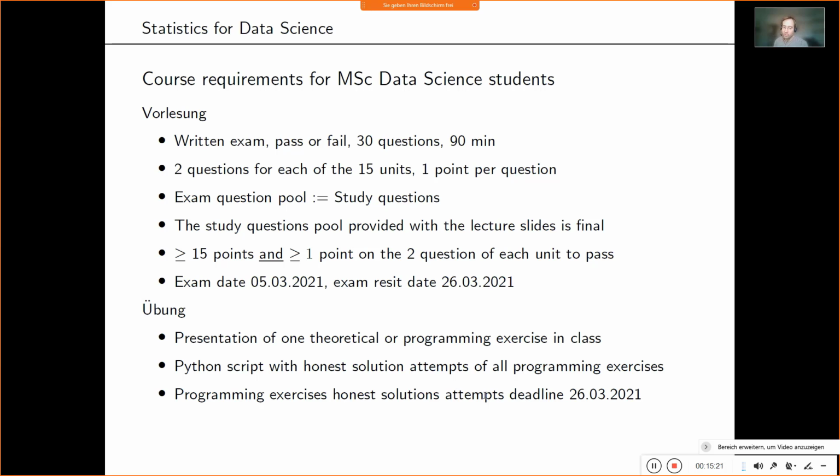So this 1 point of the 2 questions doesn't mean that you have to have at least one completely correct. You can also have 0.5 points in one of the 2 questions and 0.5 in the other. So the sum matters. But for the 2 questions of each unit, you need at least 1 point. It's not hard, it's just memorization and studying, and people did very well.